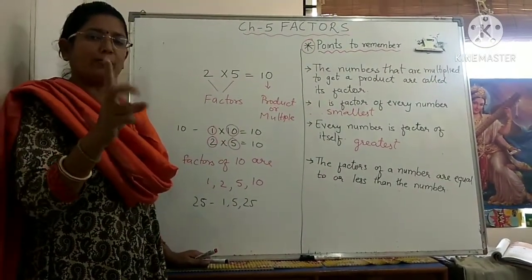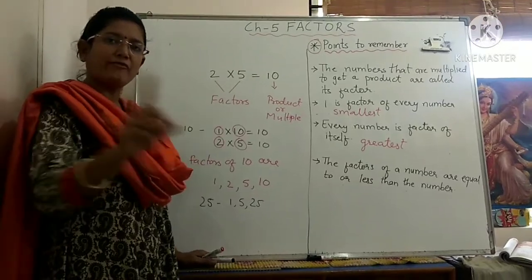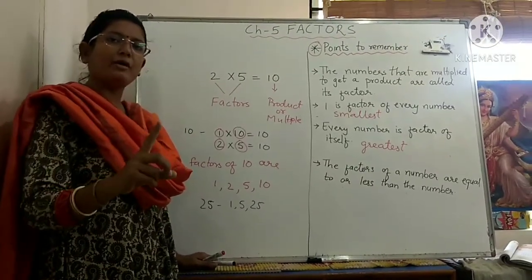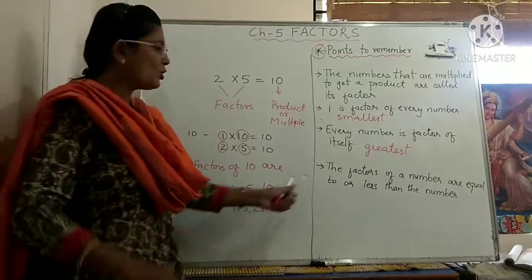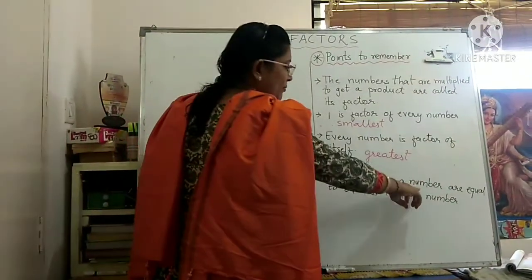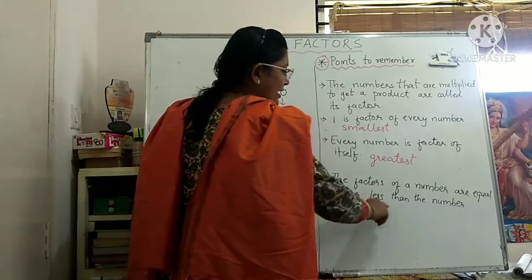Two things you have to remember. 1 is the smallest factor of every number and every number is the greatest factor of itself, right? The next point is: the factors of a number are equal to or less than the number.